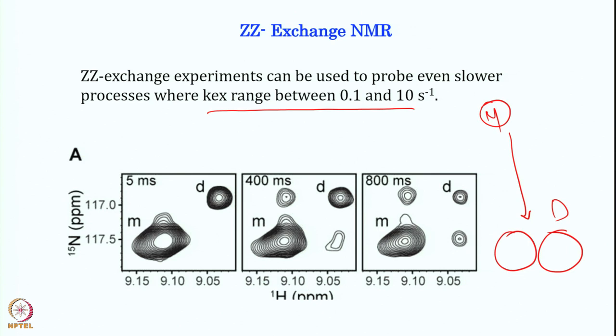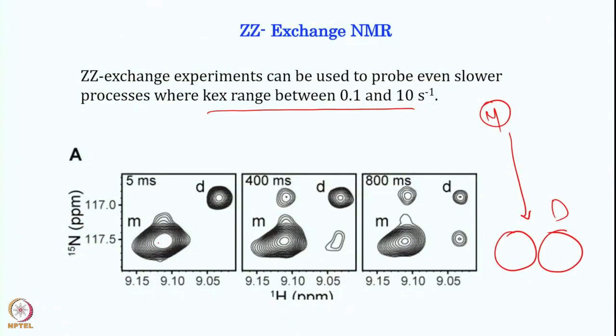Now, what happens? You record this Z-Z exchange experiment, and you put the magnetization along Z and let it mix, as we do in an NOE experiment. To start with we see a monomer peak and a dimer peak, and if exchange is happening between them, as you increase the mixing time, 400 to 800 milliseconds, you start seeing cross peaks. These cross peaks tell us that they are self associating, that there is exchange between monomer and dimer, and you can find the rates at which it is happening.